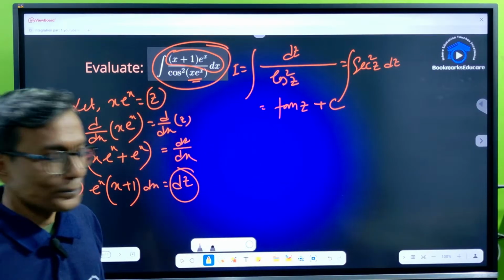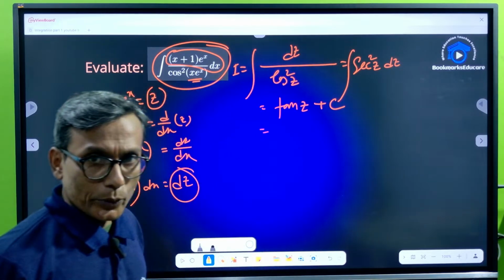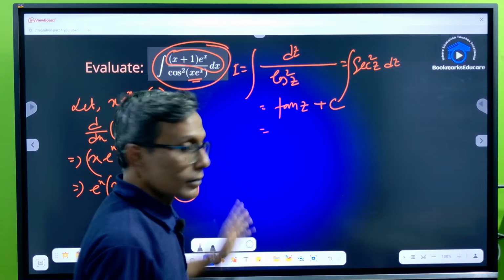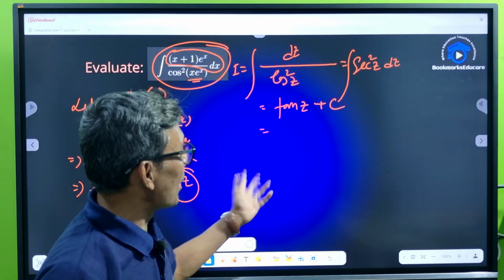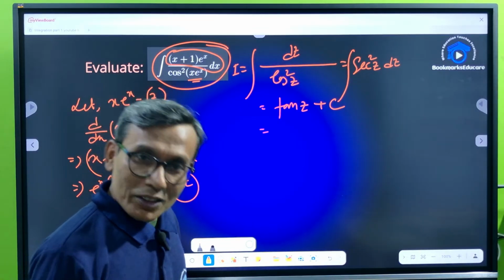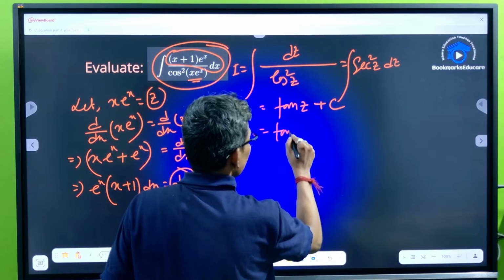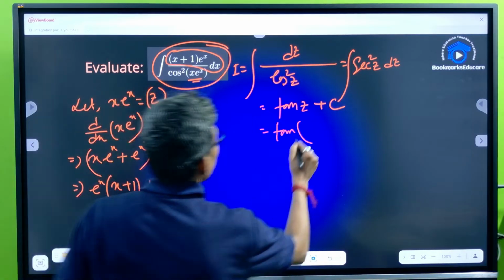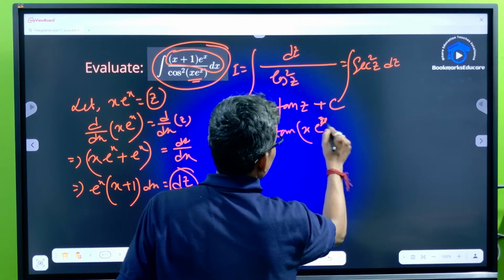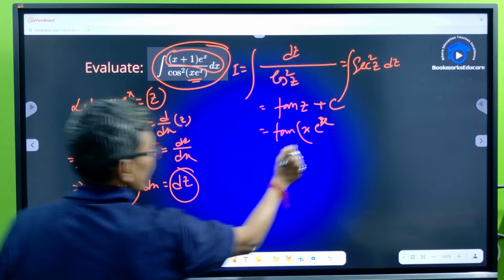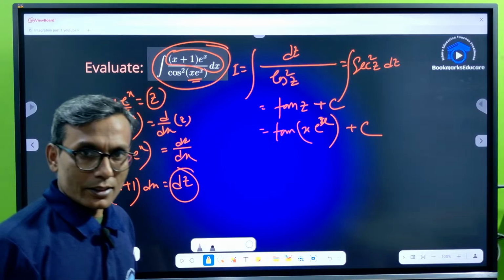So finally substituting back the original function in terms of x to get the final answer. So tan z, that means x into e to the power x, sorry, tan of x into e to the power x plus c. So this is our desirable answer.